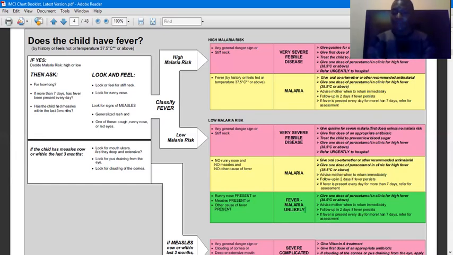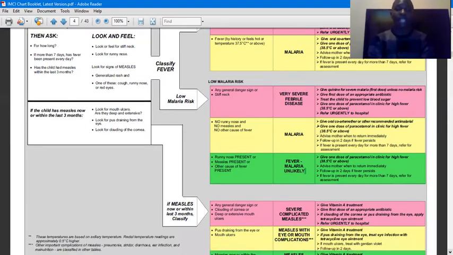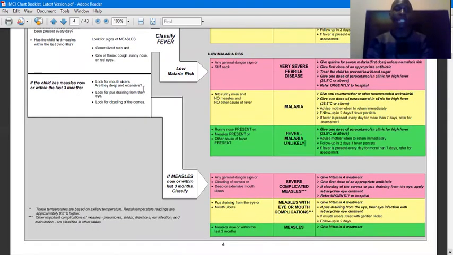Then sometimes this child may present with fever and also presence of generalized rash, meaning the fever that the child has is going to lead you to measles. So according to IMCI, if the fever leads you to measles because there's presence of generalized rash, you can classify the fever as severe complicated measles according to the pink row. If the child presents with the fever, but this fever is accompanied by any general danger sign, clouding of the cornea, or deep extensive mouth ulcers, you classify the fever as severe complicated measles.